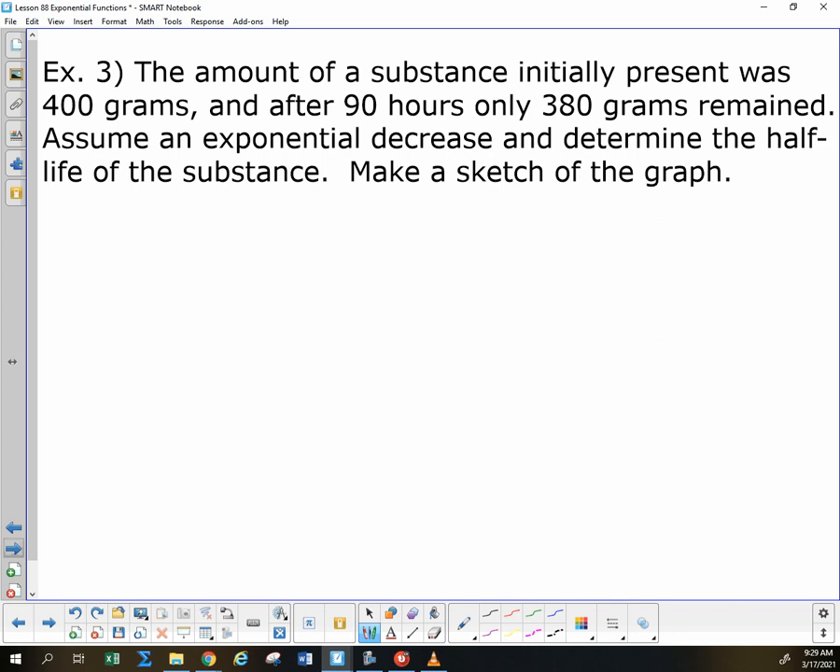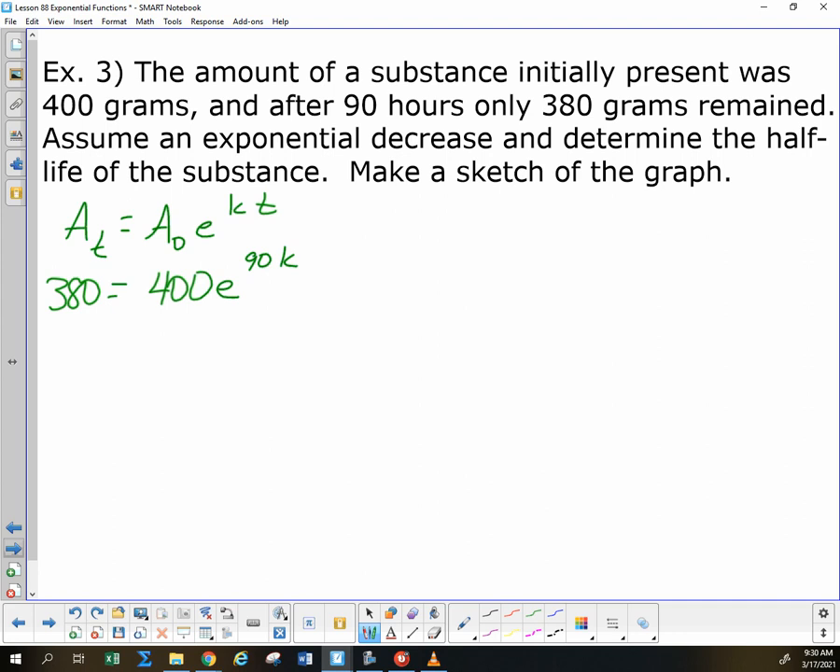Okay, amount of substance initially present was 400 grams. So in general, amount at time t is A0 e to the kt. Initially was 400. Okay, after 90 hours, so time is 90. The amount at time 90 is 380. It's getting smaller, so this one has to be decay. And that was 90 hours, so 90 times k.